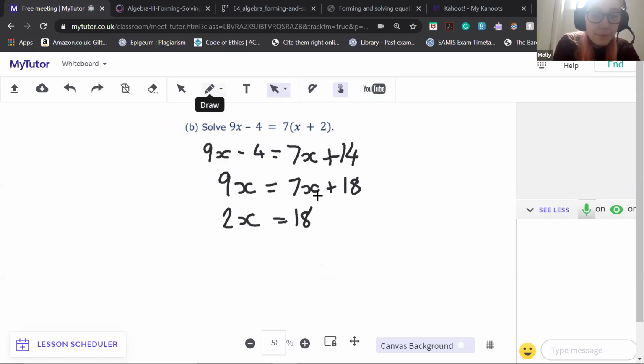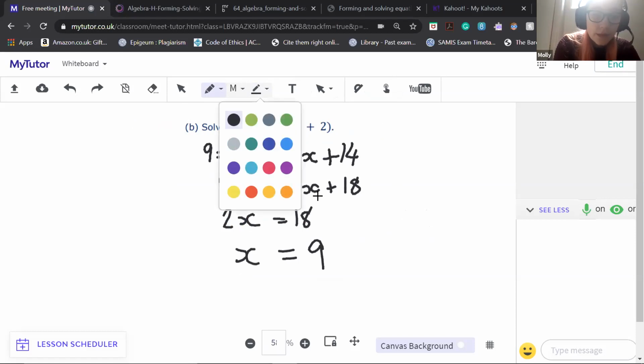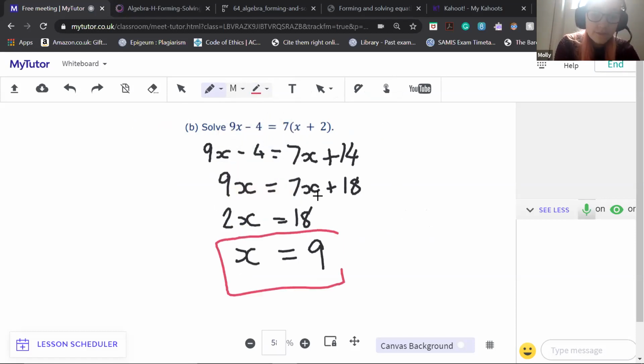Then finally, we want this side to just be x, because now we've got all the x's here and all the non-x's here. So we want this side to just be x. Well, what's currently happening, it's being multiplied by 2. So let's do the opposite and divide by 2. Dividing by 2 on this side just gets us our x, and 18 divided by 2 is 9. So then you get the answer that loads of people said, x equals 9. So yeah, hopefully that makes sense. Loads of people got that, which is really, really good.